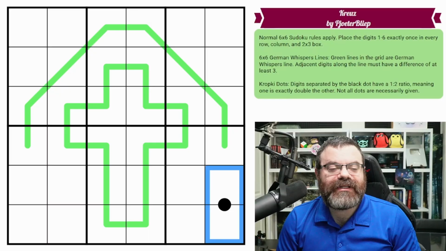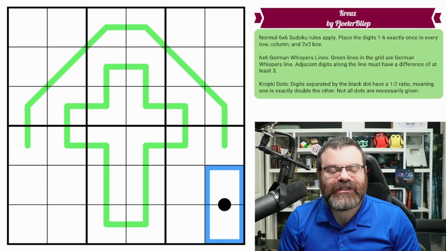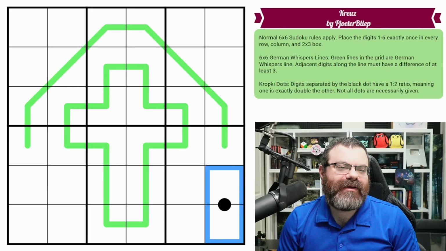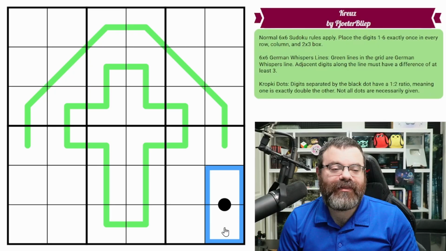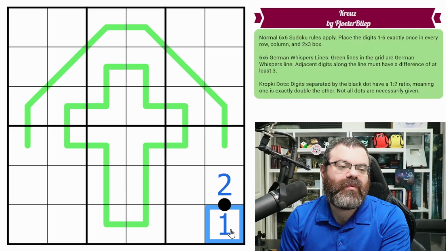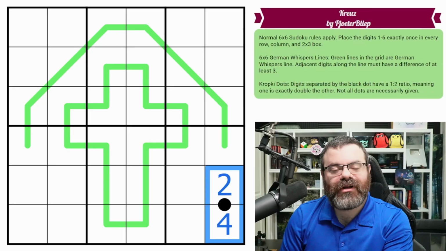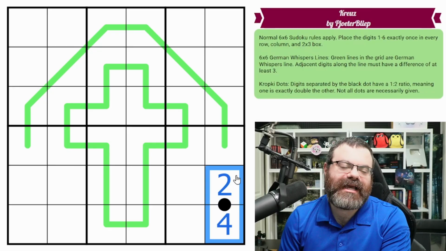All right, and we also have this singular black dot down here. Digits separated by a black dot have a 1 to 2 ratio, meaning 1 is double the other. So if this was a 2, this could be 1, because 2 is double 1, or this could be 4, because 4 is double 2. So you can see order doesn't matter. Just one of the digits is exactly double the other.